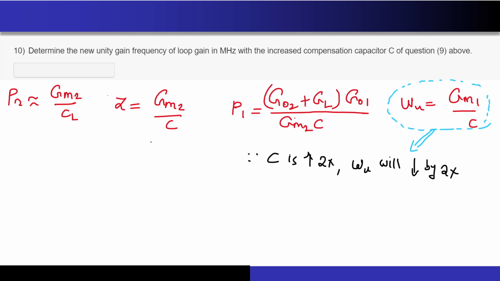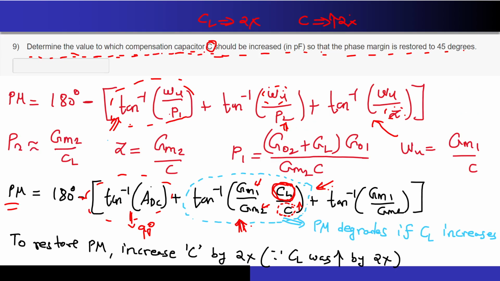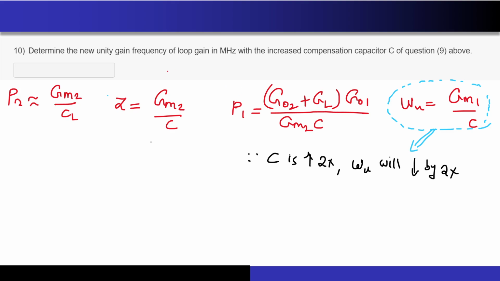Correct. So whatever C that you got from the previous question, just multiply it by the factor 2, and you will get the answer for this particular question. Correct. Now the next thing they are asking is to determine the new unity gain loop frequency. Now remember, our unity gain loop frequency is dependent on C, and it is nothing but GM1 upon C. Correct. It is nothing but GM1 by C.